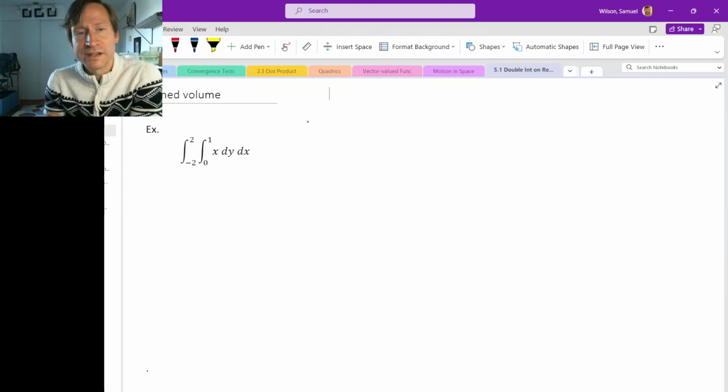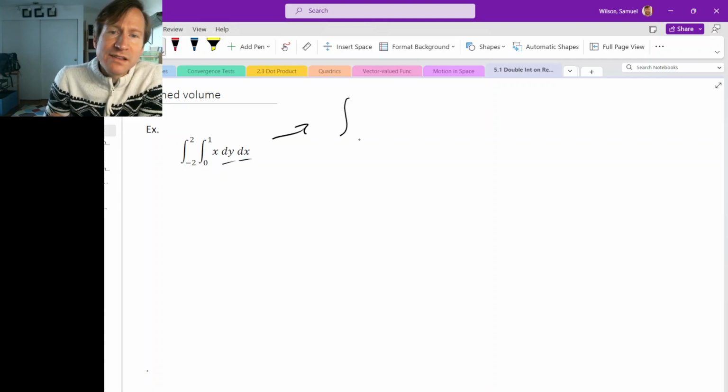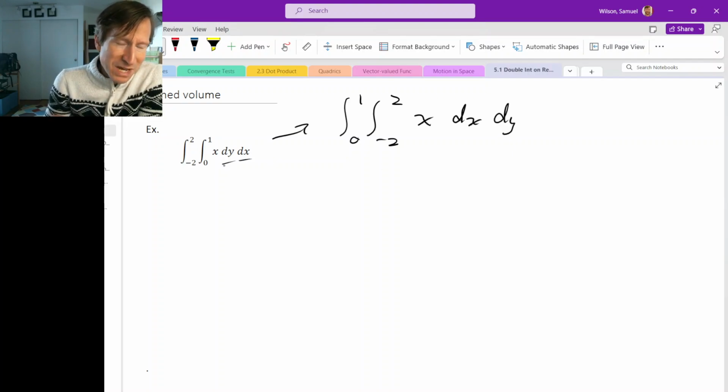Let's look at one more example of a double integral, just calculating a double integral. So I already have this one set up with the x bounds on the outside and the y bounds on the inside. If you did rewrite this one in the other order, with the x integral on the inside and the y integral on the outside, you would get the same thing that we're about to get. Let's do it in the order that I've written it in here.